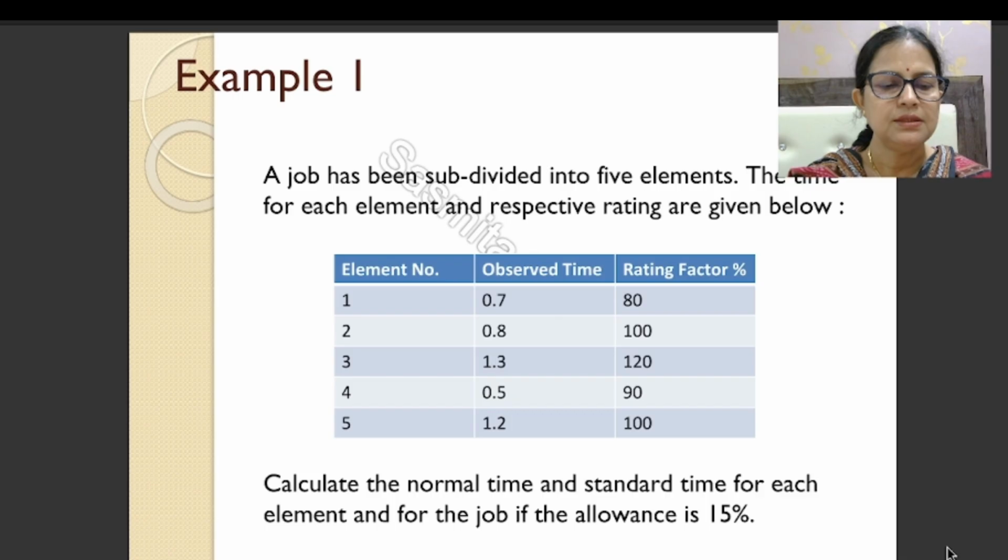We compare the worker's rate of working relative to the observer's concept of the rate corresponding to standard pace. So what should the standard pace be according to the observer, and how is the operator performing that particular work, or the time taken by the operator to complete it? We compare it and give a performance rating. The observer, or the time study analyst, will give a rating factor to the workers on the basis of his observation.